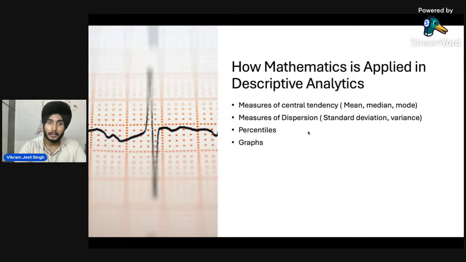Okay. Coming to the next part, percentiles. How are we using percentiles in descriptive analytics? So percentiles we use to understand how the data performs, like if we are analyzing the data to see how much the students are able to achieve.